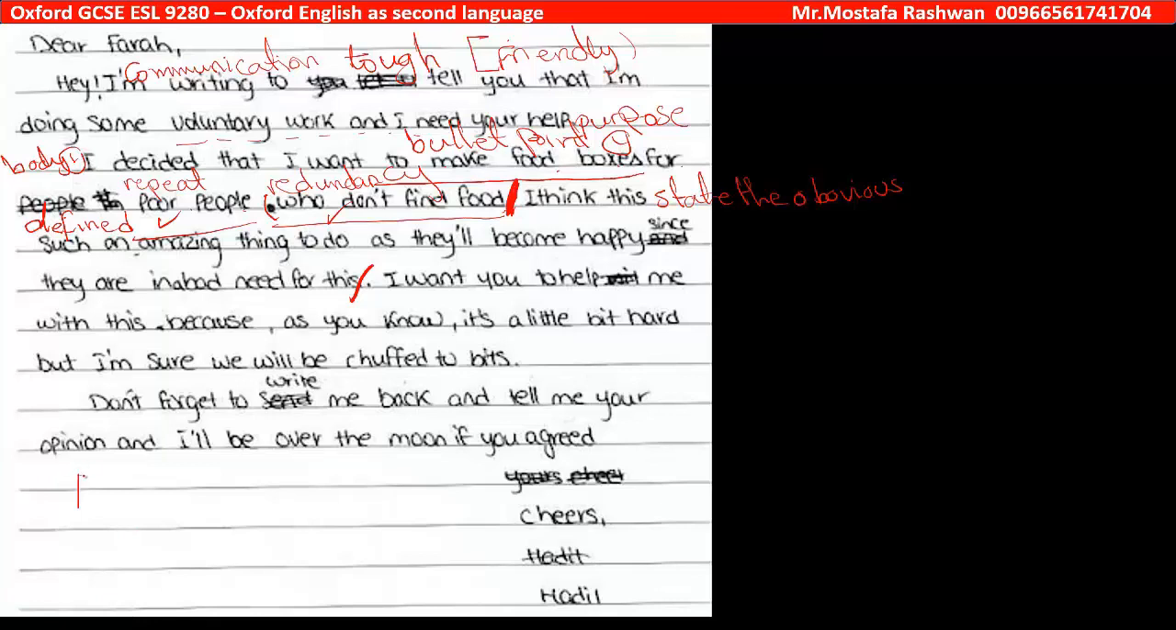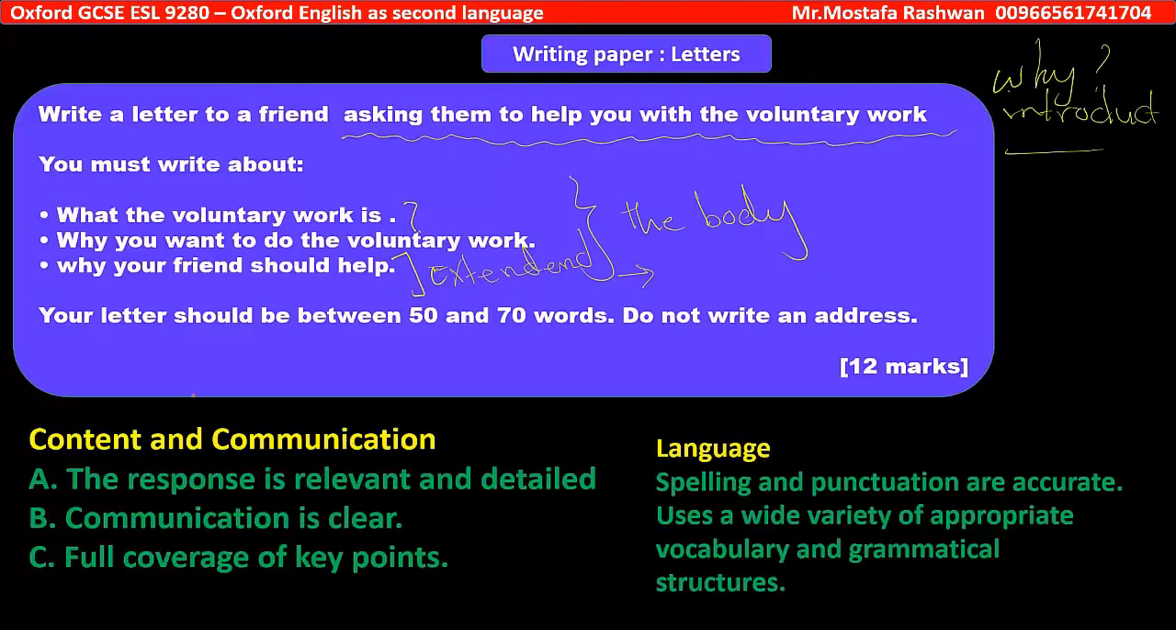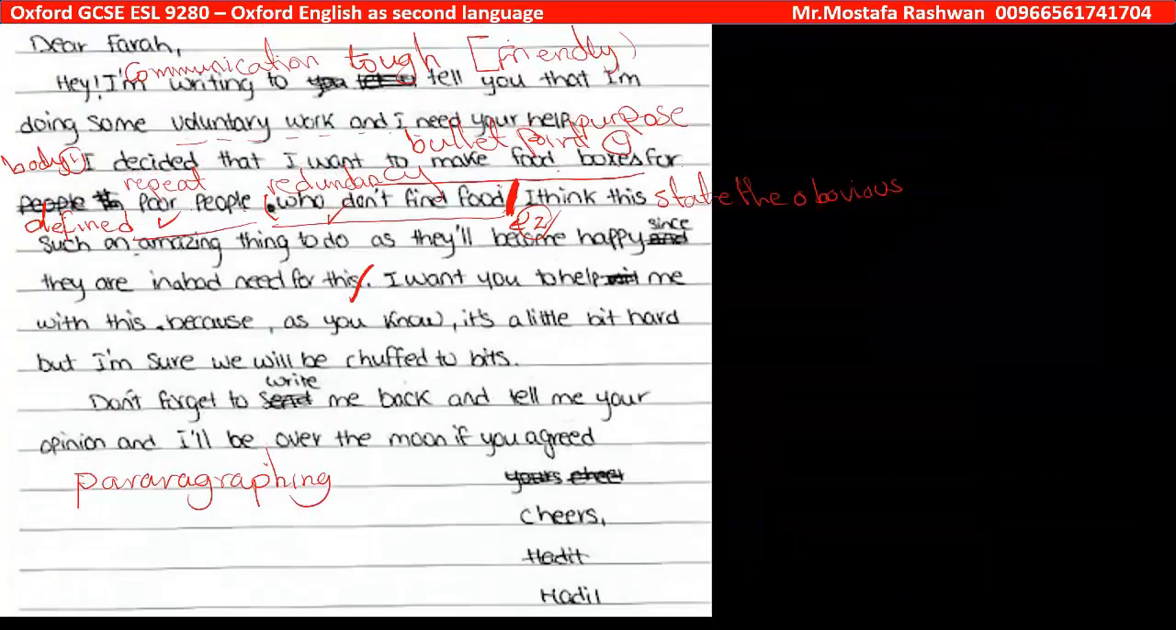The student didn't follow the paragraphing. What is paragraphing? It means that you should specify a single paragraph for each idea. So logically, the student must skip a line or start here for paragraph 2. Bullet point 2 asked you to do what? Here is bullet point 2, why you want to do the voluntary work.